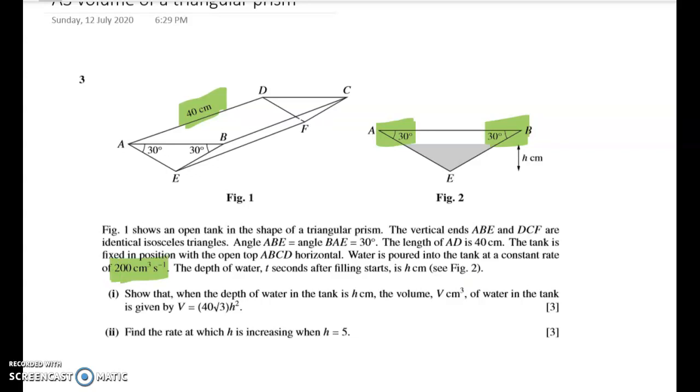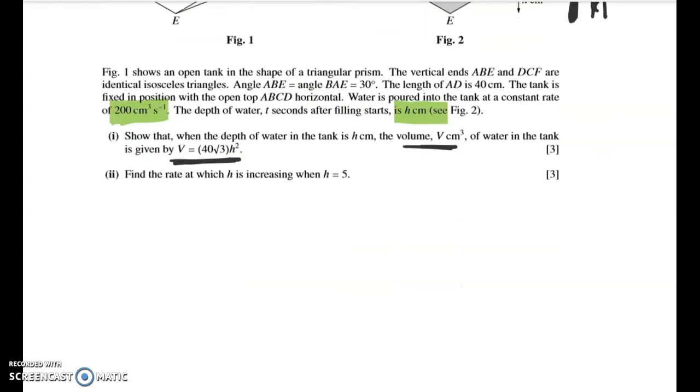And the depth of water is h centimeters, right? So we've got this depth here, h, is changing over time. So the first part of the question just says to show that when the depth is h centimeters, the volume is given by this. So let's start by writing down what the volume of a prism is.